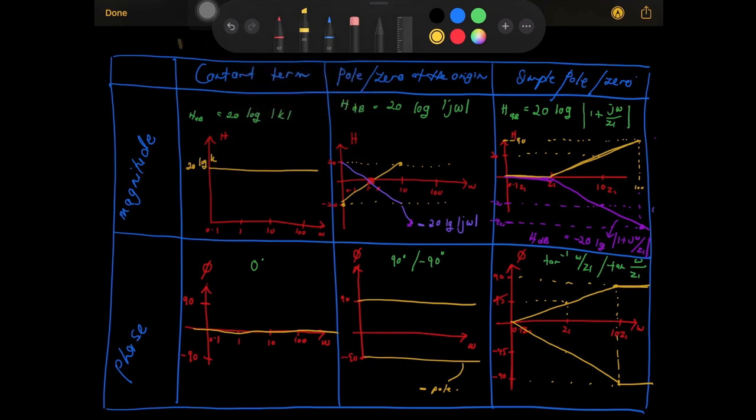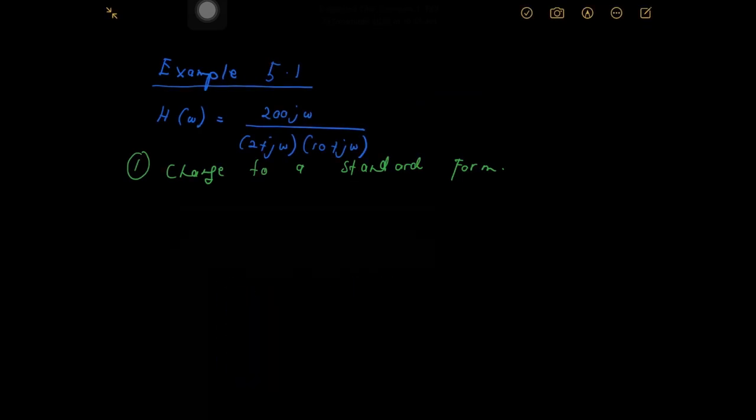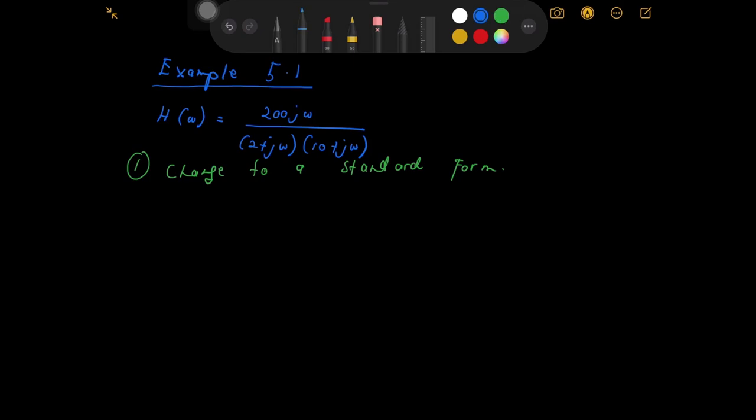We have to first change it to a standard form. As we all know, there are three types of term, which is constant term, pole zero at the origin, and simple pole zero. So you have to be familiarized with the terms that exist in order for you to have the idea on how you want to reorganize the equation to a standard form representation. Okay, so basically what I do here is to readjust the equation to represent the standard form.